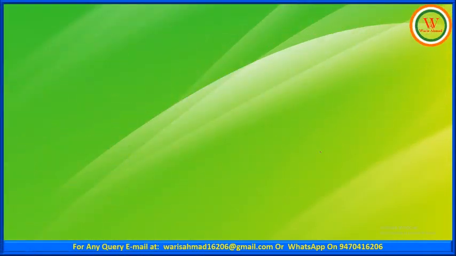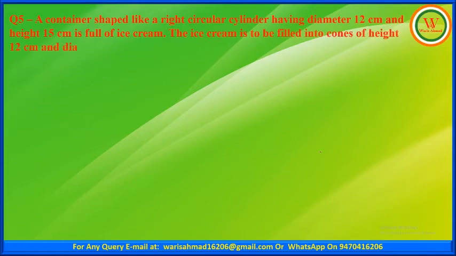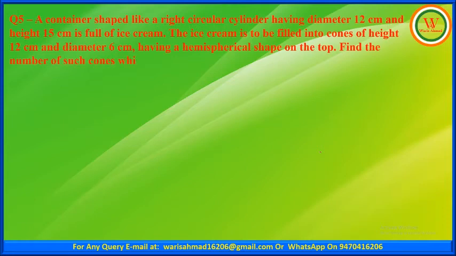Now let us have question number 5. A container shaped like a right circular cylinder having diameter 12 centimeter and height 15 centimeter is full of ice cream. The ice cream is to be filled into cones of height 12 centimeter and diameter 6 centimeter, having a hemispherical shape on the top. Find the number of such cones which can be filled with the ice cream.